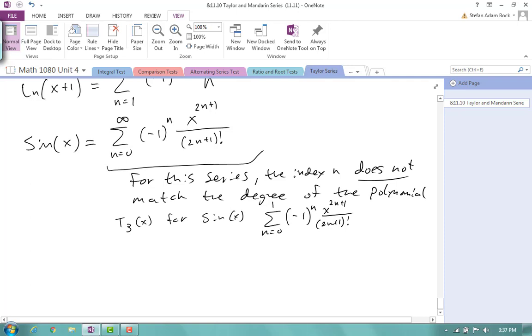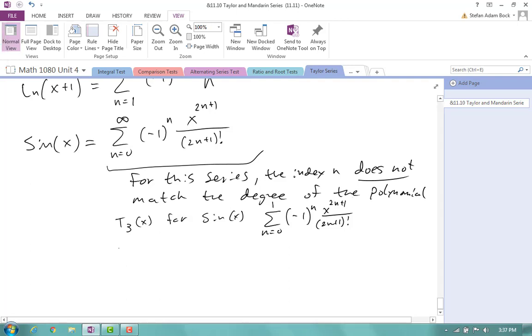So be sure to keep this in mind for sine and actually for cosine. Looks like tangent as well, because sine is an odd function, and so it's only going to be using odd power terms in the Taylor series. The cosine is an even function, so it will only be using even power terms. Tangent is also an odd function, so it will only use odd power terms. But the index of the series does not match up with the degree of the polynomial for the Taylor polynomial.